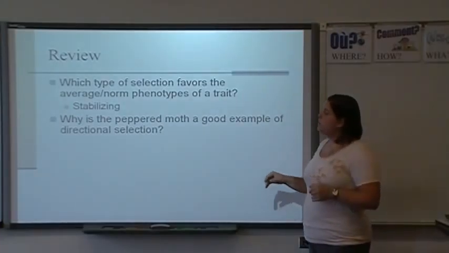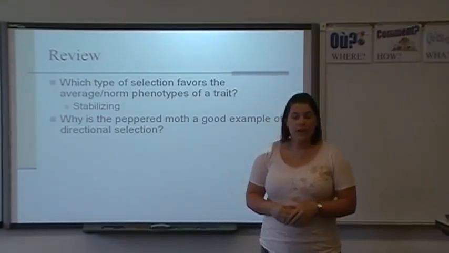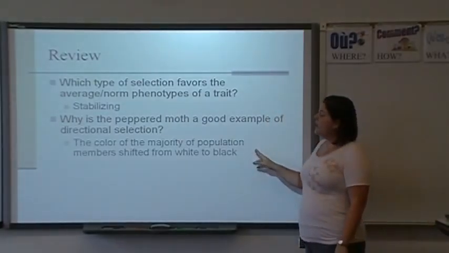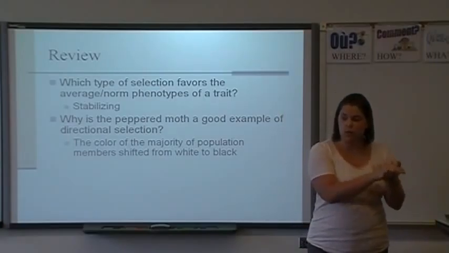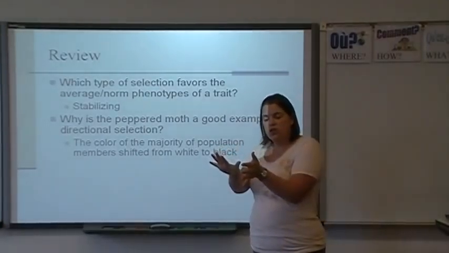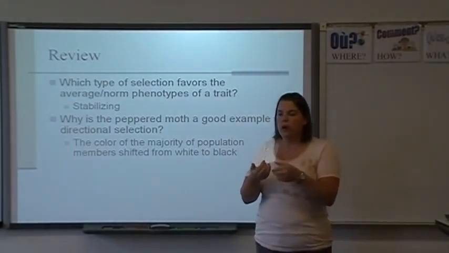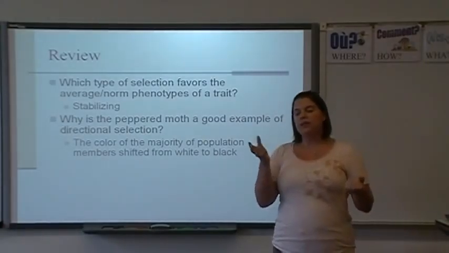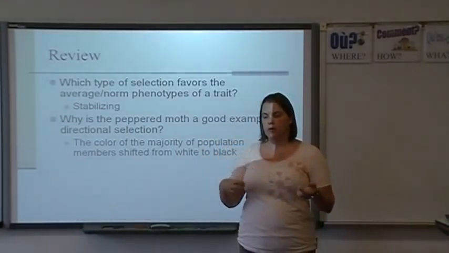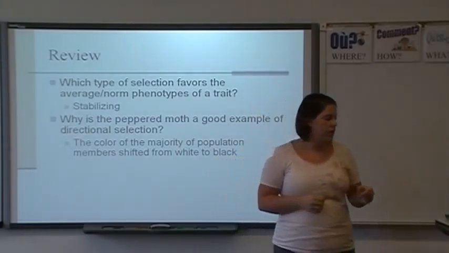Now, why is the peppered moth a good example of directional selection? Exactly. The color of the majority of the population has shifted from one color, from white, to an extreme towards black because of the difference in environment. Remember, those white moths were easily blending in with the white trees pre-industrial, but they stuck out post-industrial, so they were eaten. They were not allowed to survive, to mate, and pass on their color.